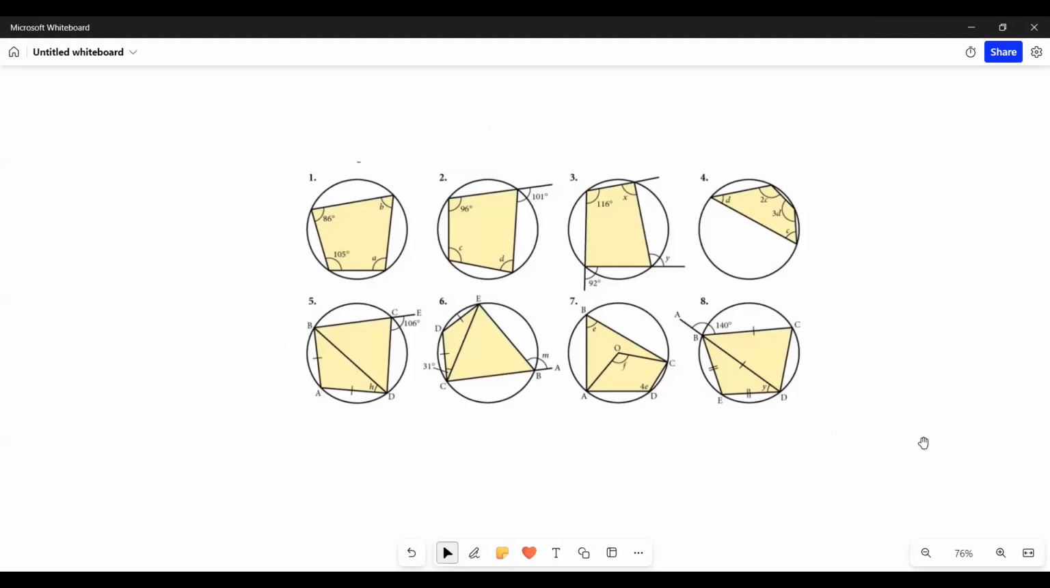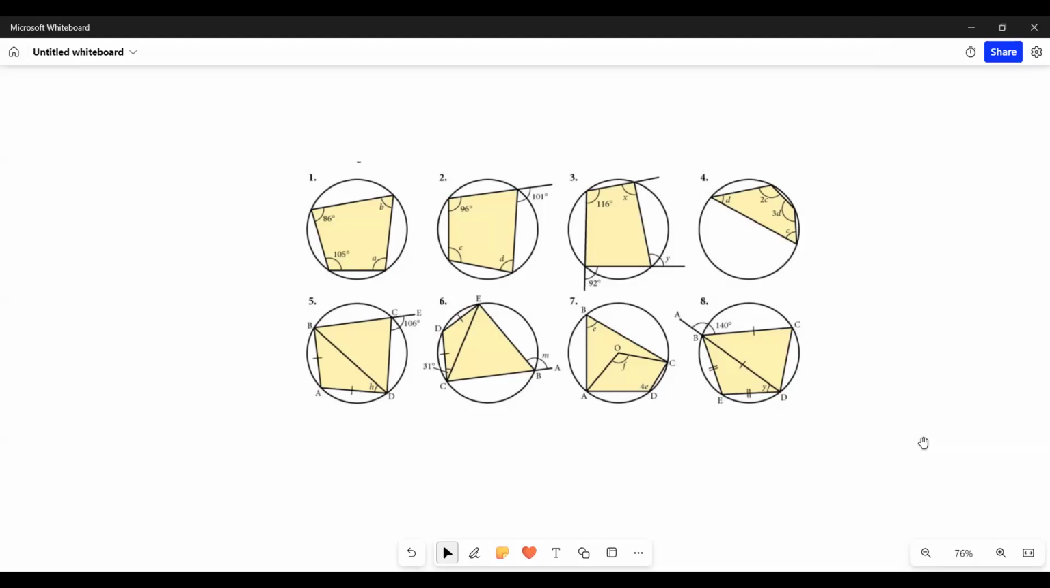A is 94. Perfect. B is 75. Correct. And the second one, D is 180 minus 96. D is 84. Perfect. And C is 101. Perfect. Number three.